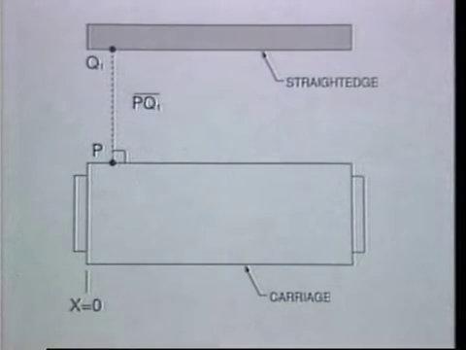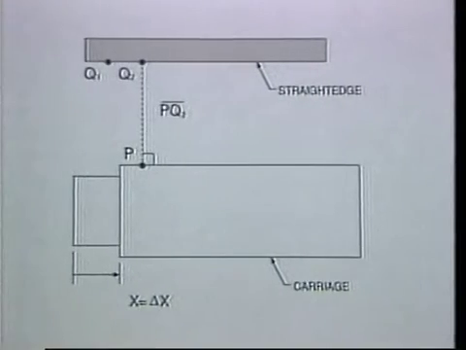a reference straight edge. Imagine a point P fixed on the carriage and another point Q1 located on the reference surface such that the line PQ1 is orthogonal to the axis of the carriage. The length of the line segment PQ1 is recorded for this first x-axis position. The carriage is now translated a specified increment delta x to the second x-axis position, where a second line PQ2 is constructed from point P to point Q2. The length of the second line segment is then recorded for the second x-axis position.